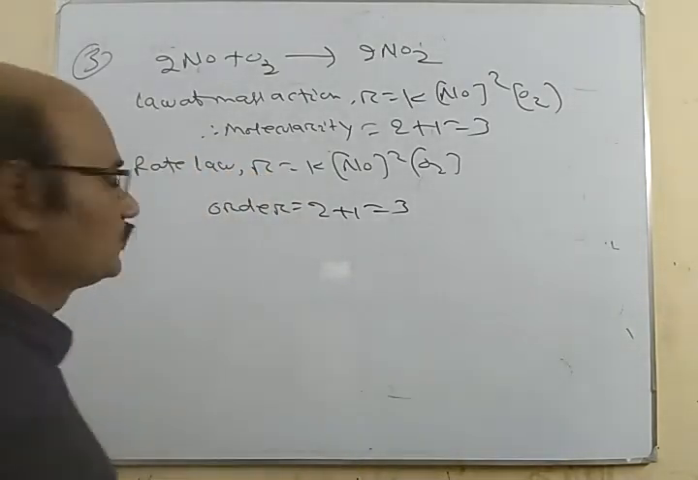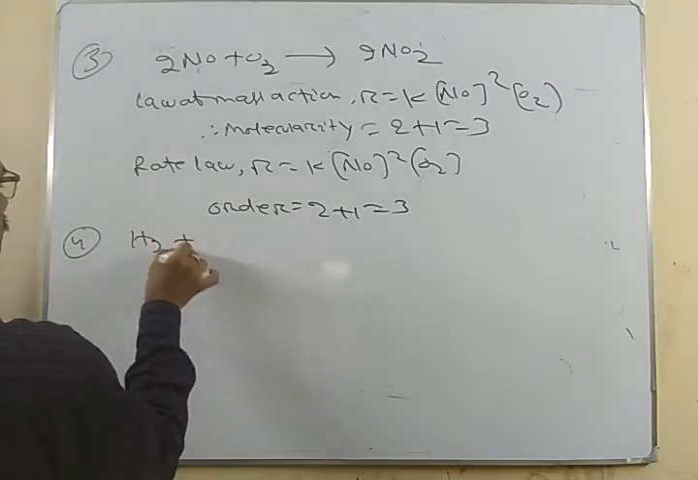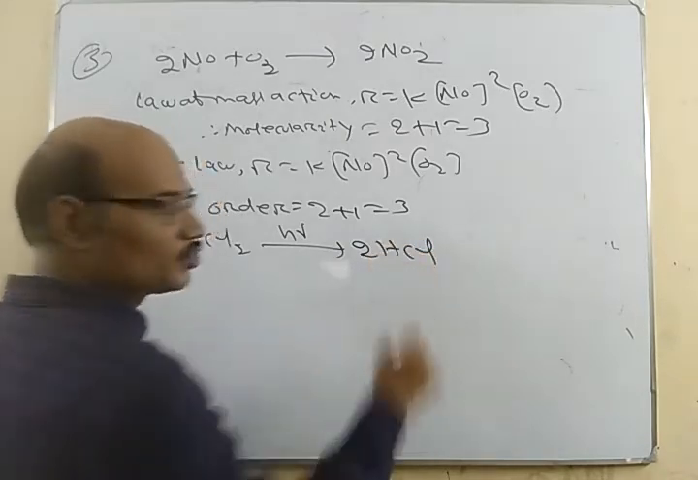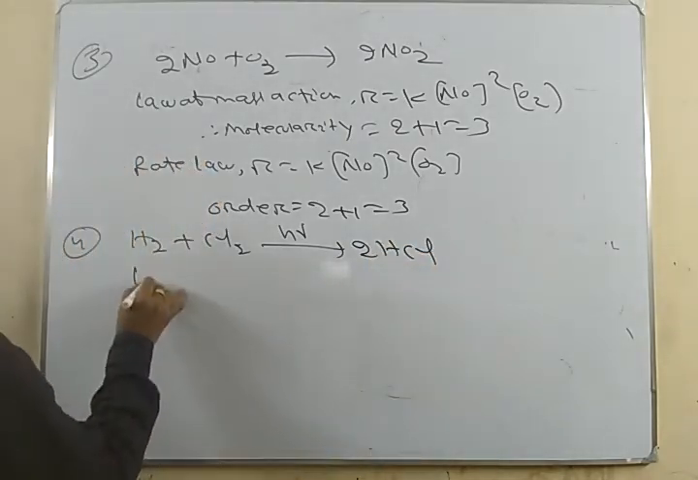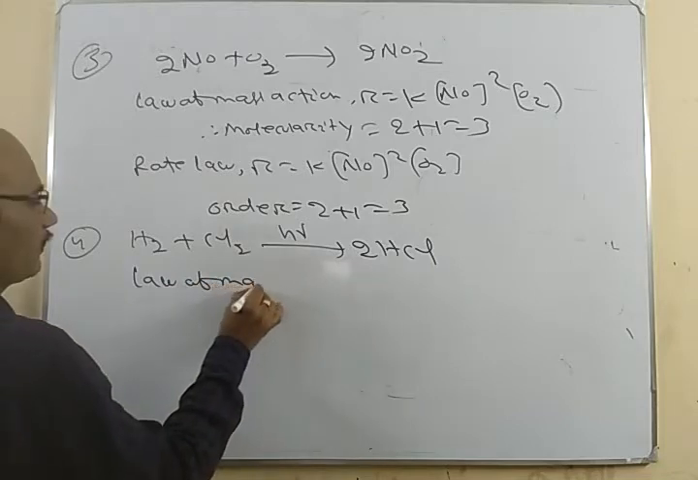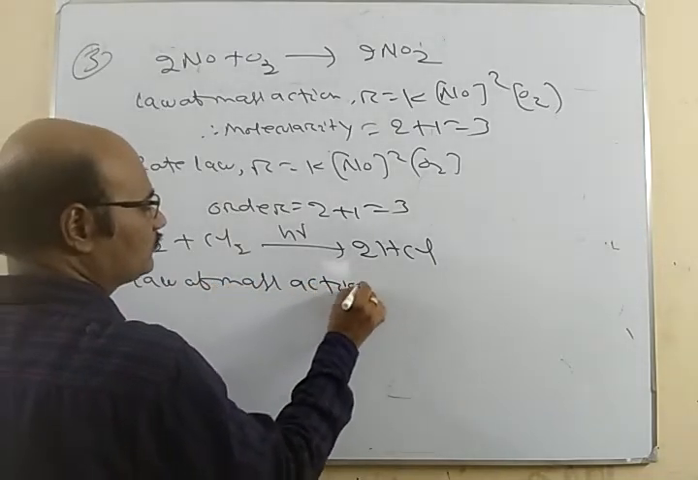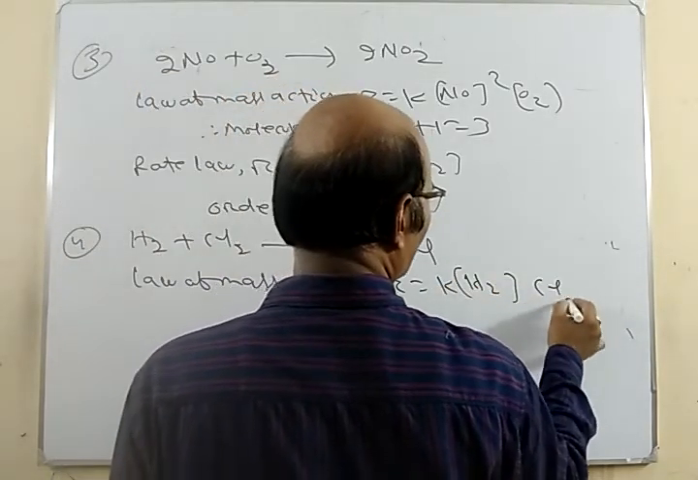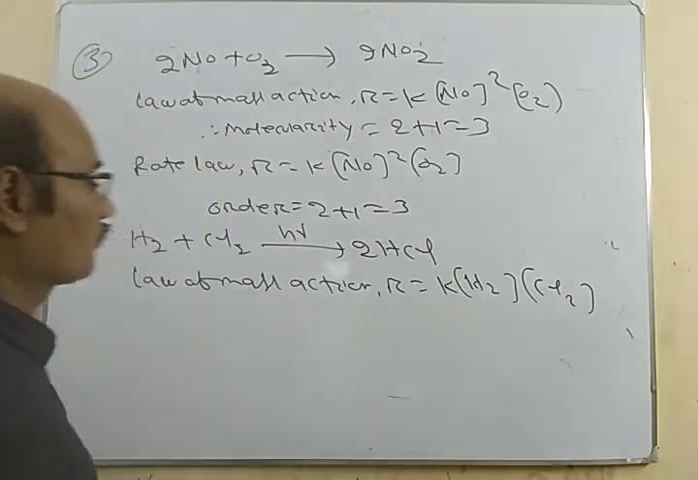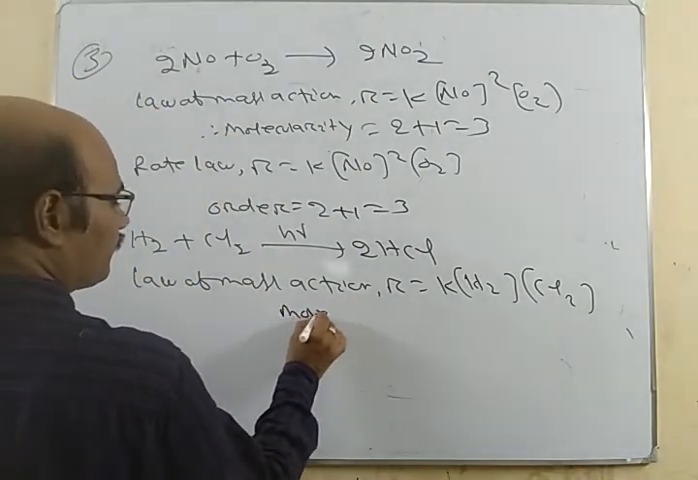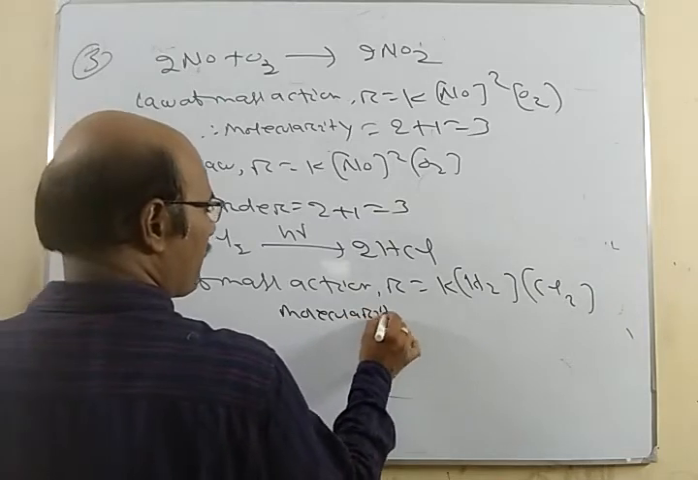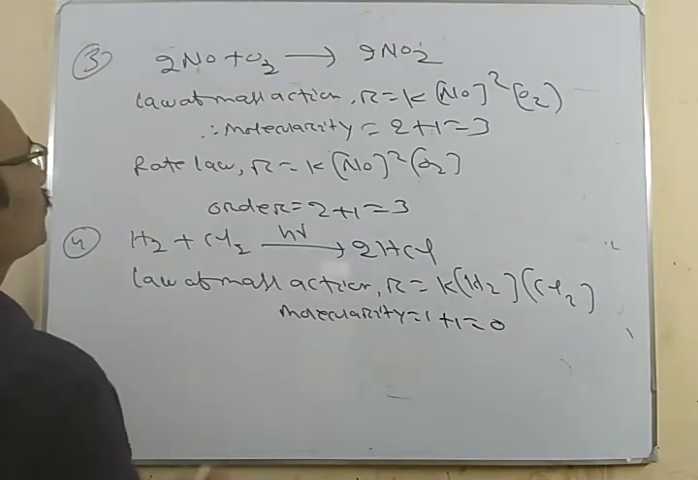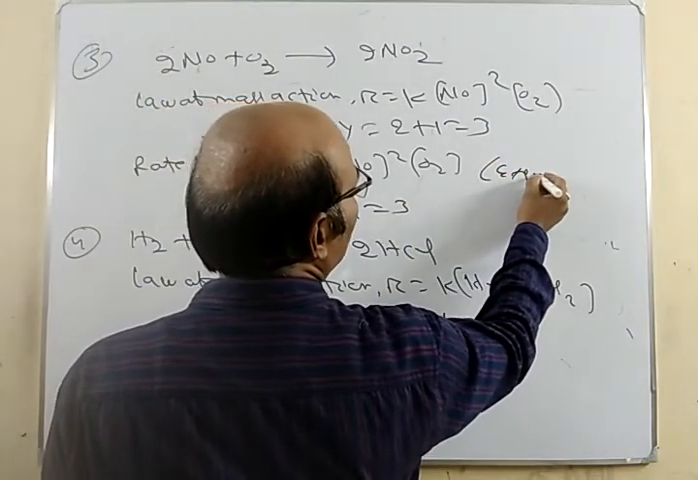Number 4. Suppose H2 plus Cl2 gives 2HCl. Law of mass action R = k[H2][Cl2]. So molecularity is 1 + 1 = 2. Okay, so this rate law is what? Experimental.